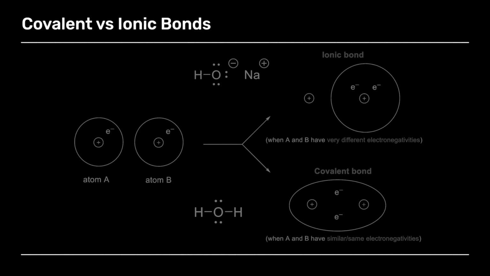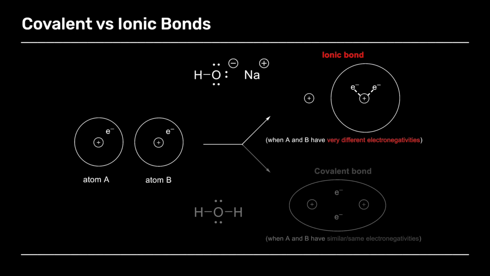Suppose you have two atoms, atom A and atom B, and you're going to form a bond between those two atoms. If their electronegativities are substantially different, then the atom which has a higher electronegativity is going to steal an electron from the other. In other words, an ionic bond is unequal sharing of electrons that creates a positive and a negative charge, like this general example shown over here.